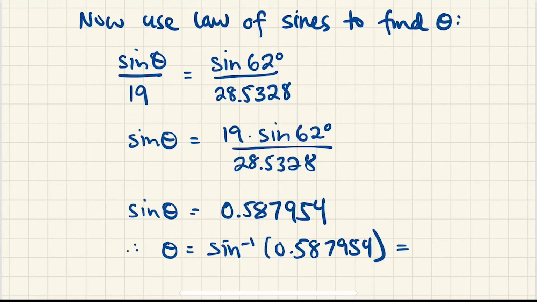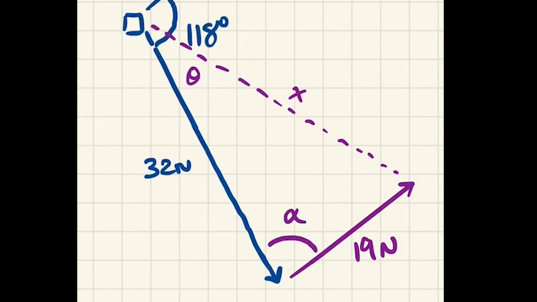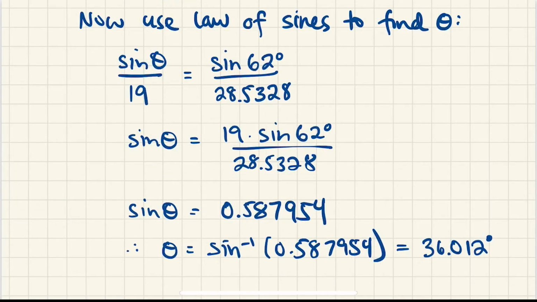And I get 36.012 degrees. Okay, remember, don't round any numbers until you're actually presenting your final answer. So again, looking at the diagram, I would accept that theta is 36 degrees, approximately. Good, so let's present our answer.